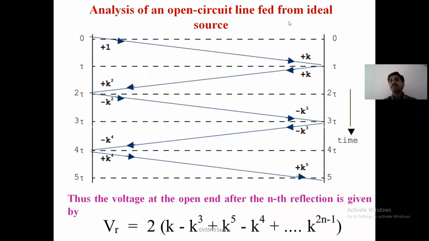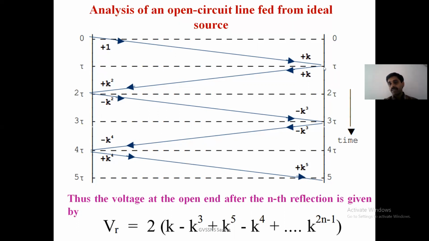Let us see the analysis of the open circuited line fed from an ideal source. This is one of the examples. A wave with a magnitude 1 is reaching like this. K is an attenuation factor, so 1 into K is the value. That means the value is attenuated. This is the value reaching this junction, because it is an open circuit line.